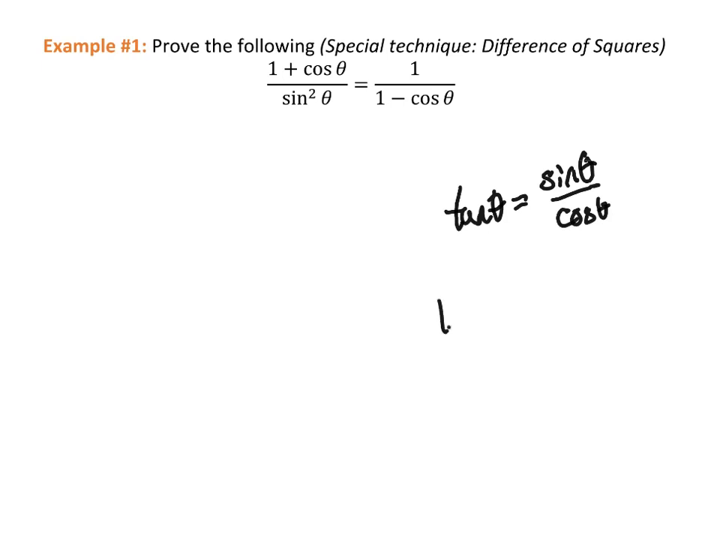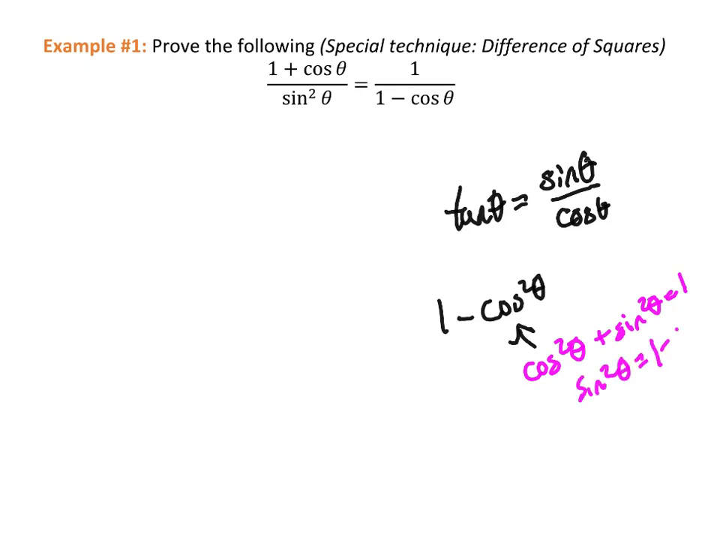And if you see something like a 1 minus cos squared theta, it's probably a good idea to use your Pythagorean identity. You have to do a little bit of rearranging there, right? Your Pythagorean identity is this: cos squared theta plus sine squared theta equals 1. But if I move the cos squared to the other side, I would get sine squared theta equals 1 minus cos squared theta. So I could take that whole 1 minus cos squared theta and just replace it with sine squared theta.